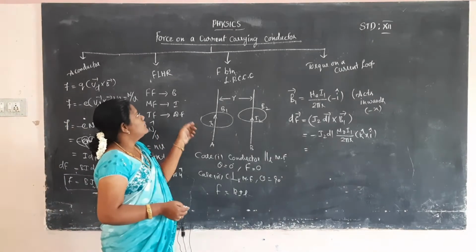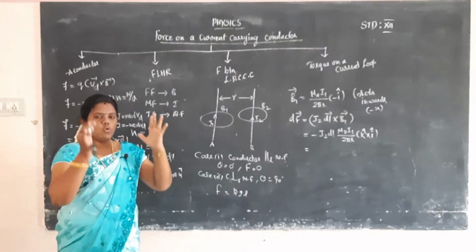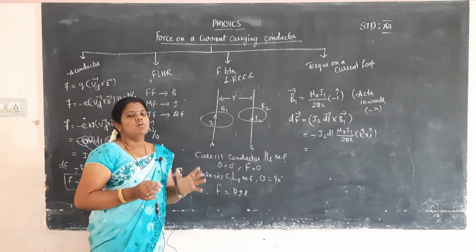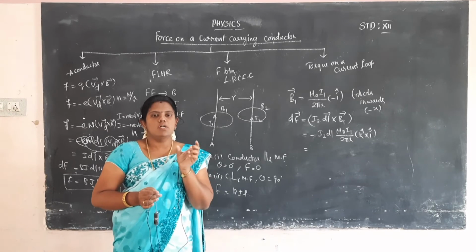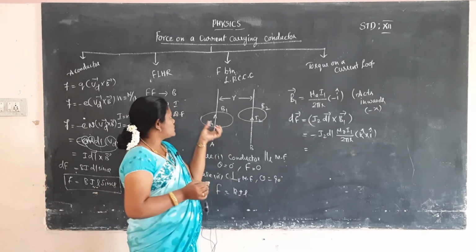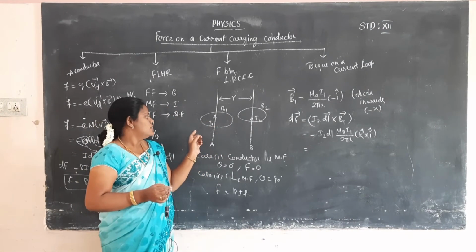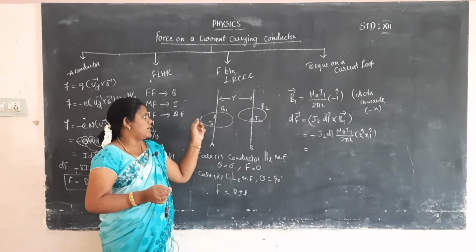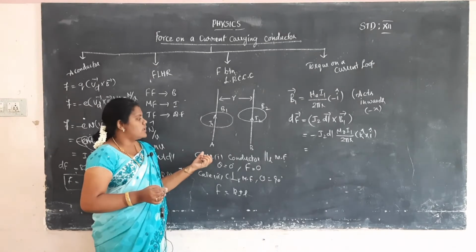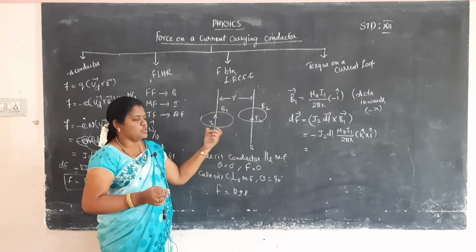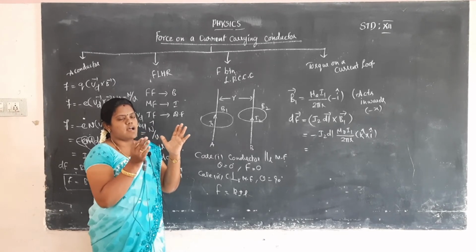Next we will go for the force between two long parallel current carrying conductors. We consider two conductors separated by a distance r. The I1 current flows on conductor A, and the I2 current flows on conductor B. So the two conductors are located at a particular distance, that is r.